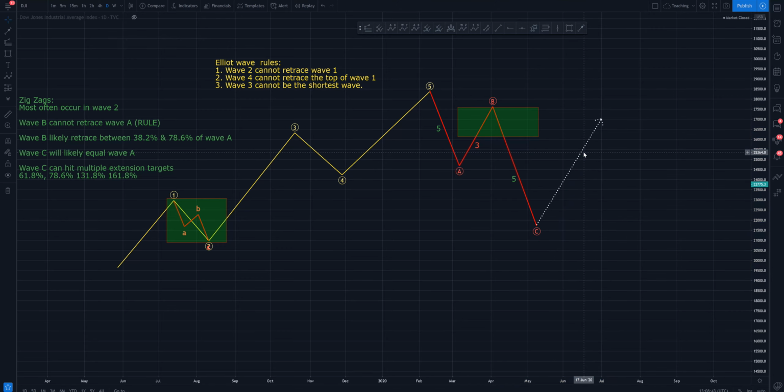So there's a couple of guidelines. I know that's really confusing, and I know this seems quite open-ended, but other corrective patterns we'll cover in future videos are not this open-ended. They tend to be stricter and have much clearer completions. The zigzag can be a bitch.